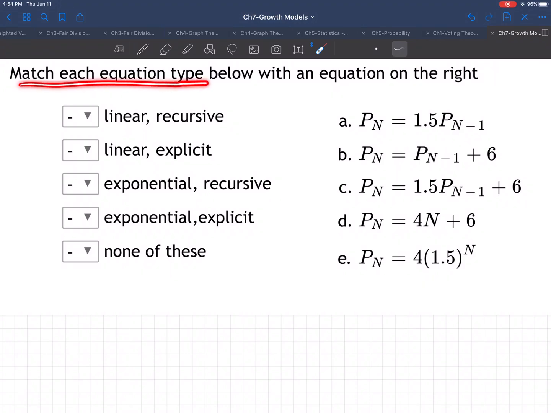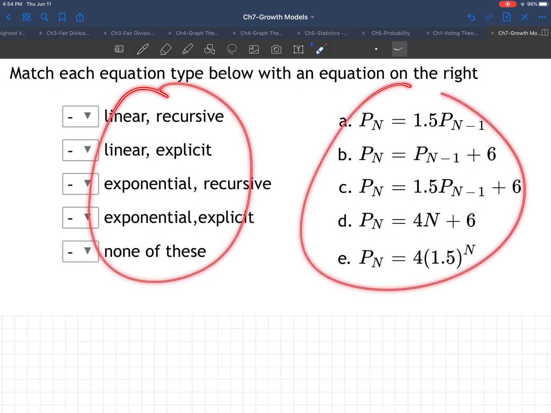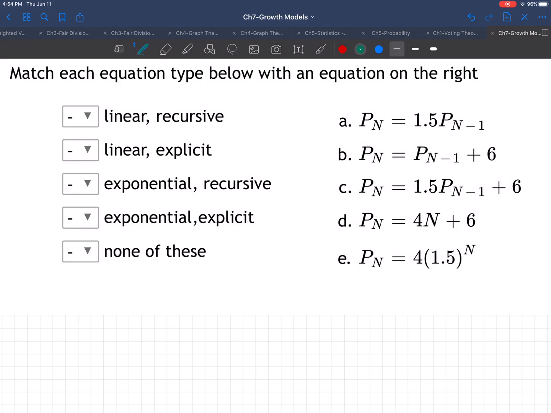Match each equation type below with an equation on the right. So we're supposed to match these with these. To do that, let's talk about, first off, what recursive means. What is a recursive formula?